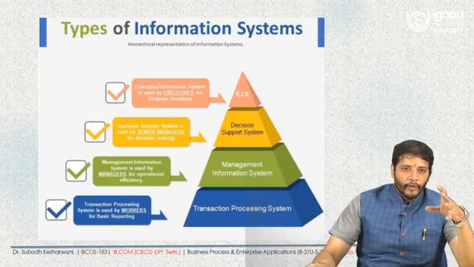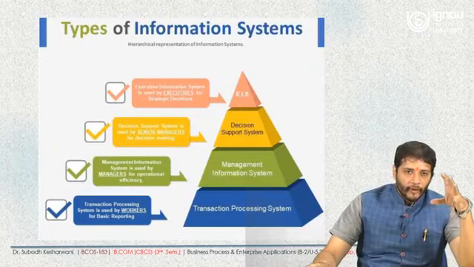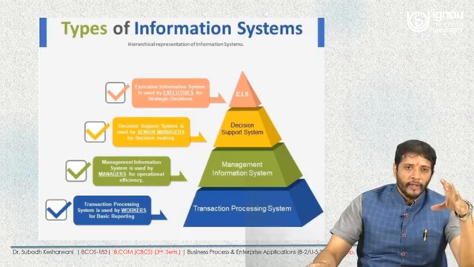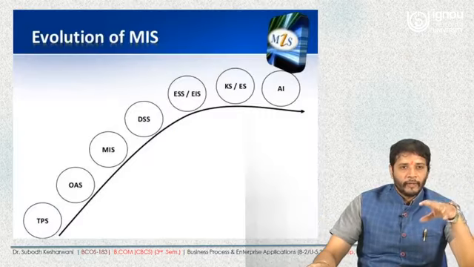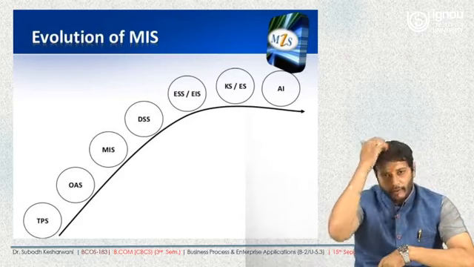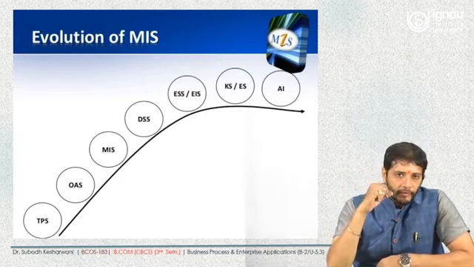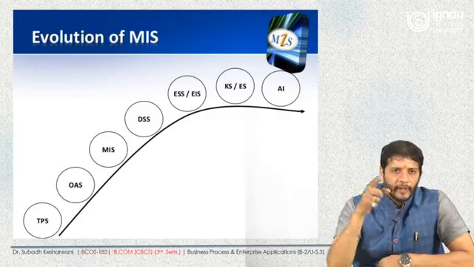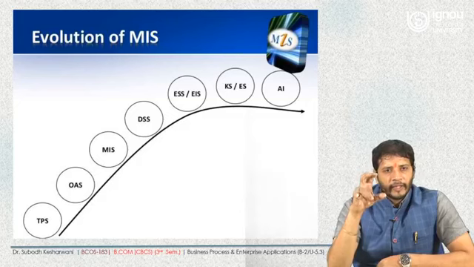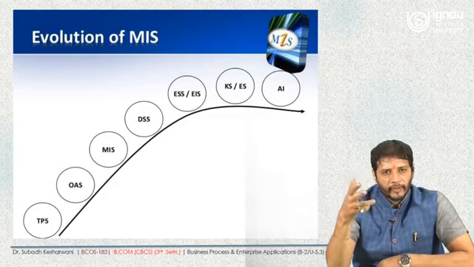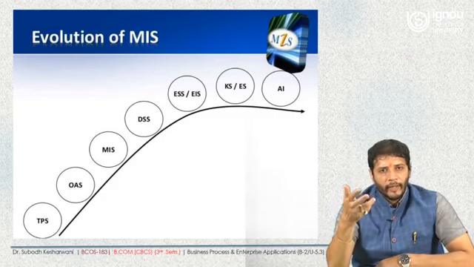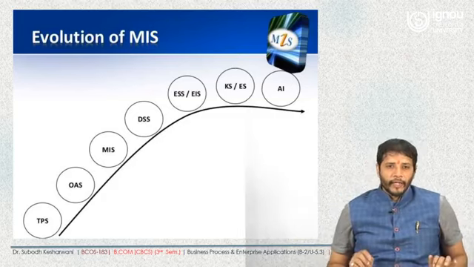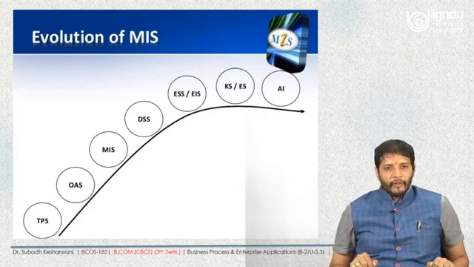If you talk about the types of information system I have already mentioned, the transaction processing system, then the decision support system, and the enterprise information system. If you see this particular image, you will find that we start with TPS, the transaction processing system, then management information system. Then decision support system came up, then ESS, enterprise information system, or expert system, or knowledge based system is coming up, and finally you see that AI is knocking at the door. When you talk about artificial intelligence, a lot of change has come up.